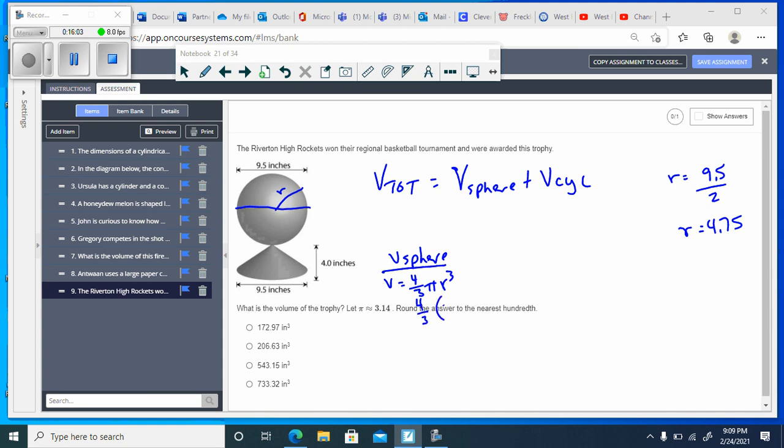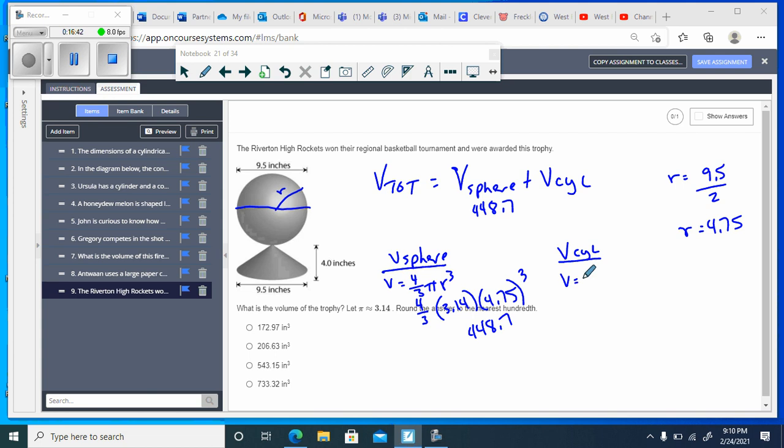Let's plug that in. 4/3, 3.14 times 4.75 raised to the third power. Okay, let's put this in. 4 divided by 3 times 3.14 times 4.75 times 4.75 times 4.75, and that would give you 448.7. Okay, 448.7. Now let's find the volume of this cylinder.